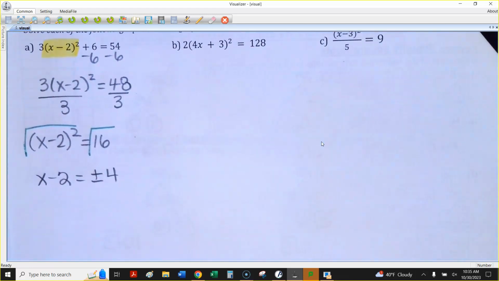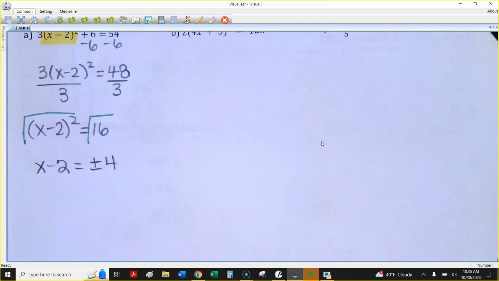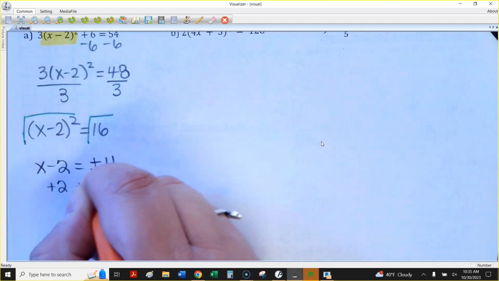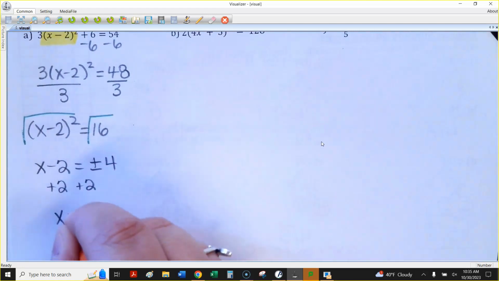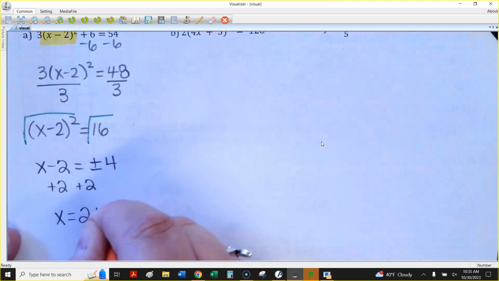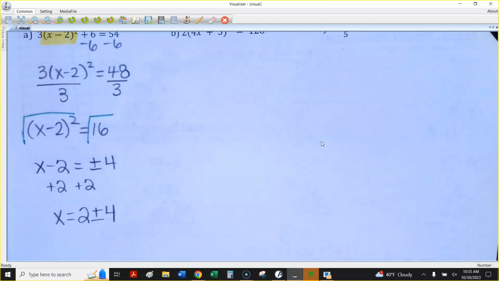All right, now to solve the equation, here's what I would tell you to do. I got to move this negative 2 to the other side, so I'm going to add it. And then what I always tell people to do, just write that number, the 2. I'm going to write that right after the equal sign. So I have 2 plus or minus 4.